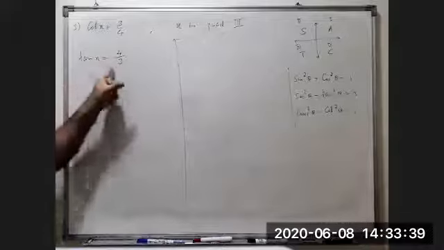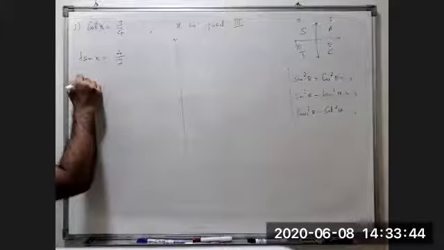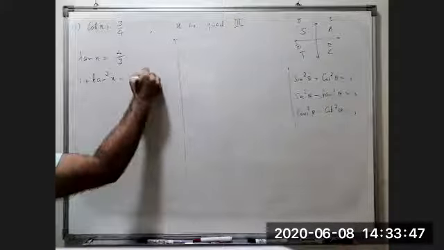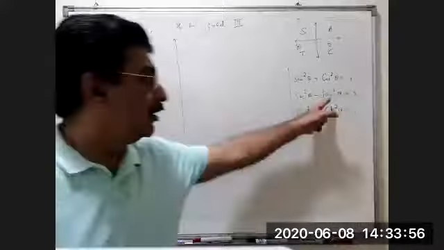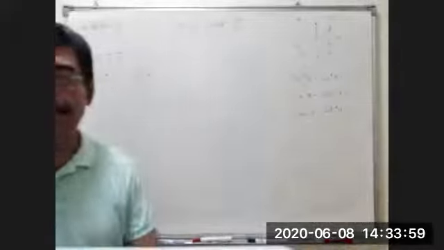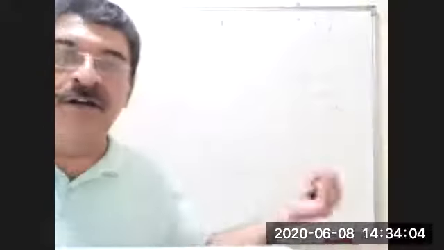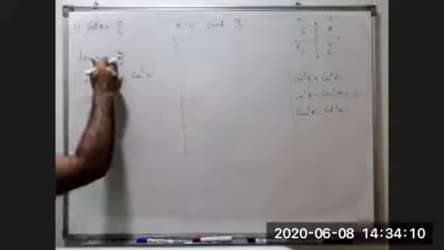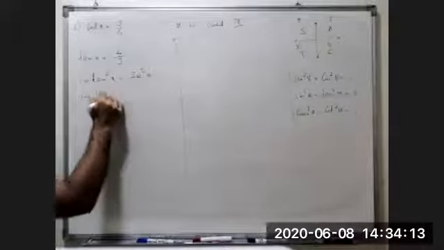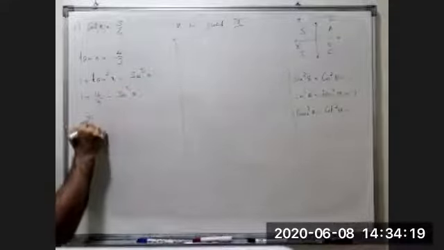If tan x is 4 by 3, we know that 1 plus tan square x is sec square x. Be very familiar with all those formulas which you learned last year. If you don't remember the formula, we cannot do any of these questions, whereas if we know the formula, all questions are very easy. So 1 plus tan square is 1 plus 16 by 9, so sec square x is 25 by 9.